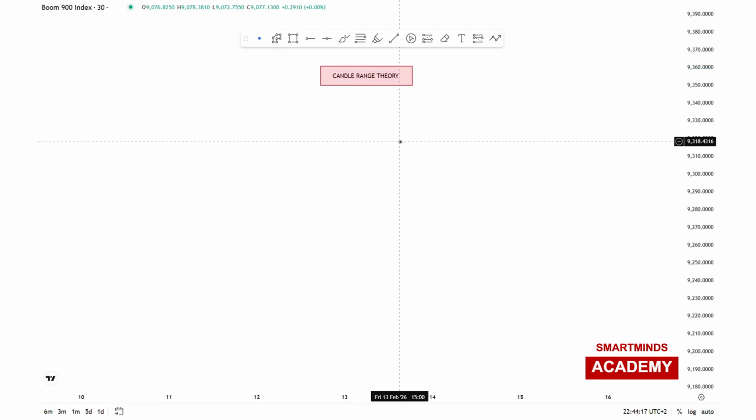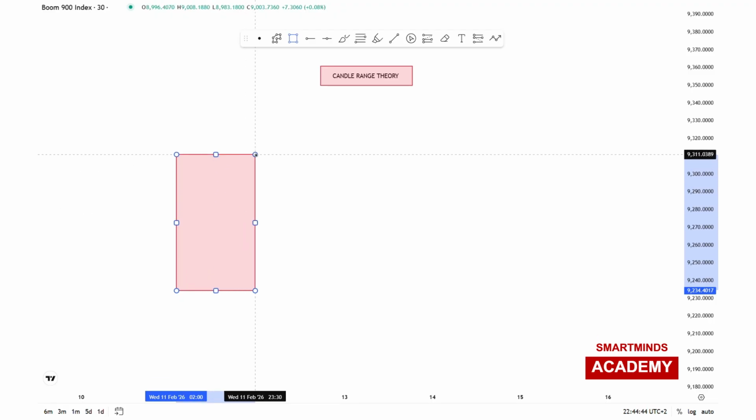So candle range theory, I think my way: range is the difference between the highest and the lowest, the maximum and the minimum point, the extremes. Since we're talking about candles, it is the high and the low of the candle. What does the theory say? Candle range theory is a set of three candlesticks.